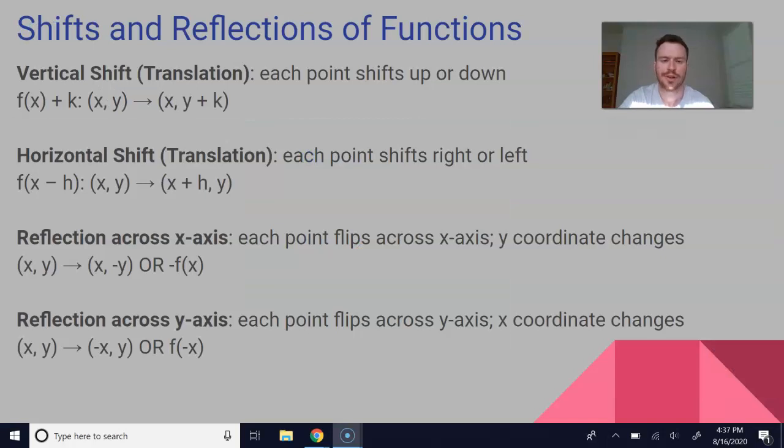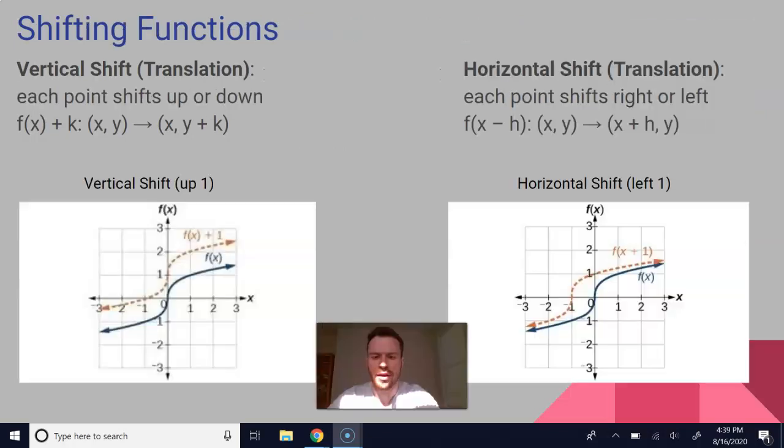Now let's talk about translations, which we'll now call shifts, as well as reflections of functions. Take a second to write down these definitions and the formulas, and then I'll try to make sense of them as we move forward. A vertical shift, that means the graph of the function shifts up or it shifts down, and that depends on the value of k that you see here in the formula. f of x is essentially just y. f of x is the same as y.